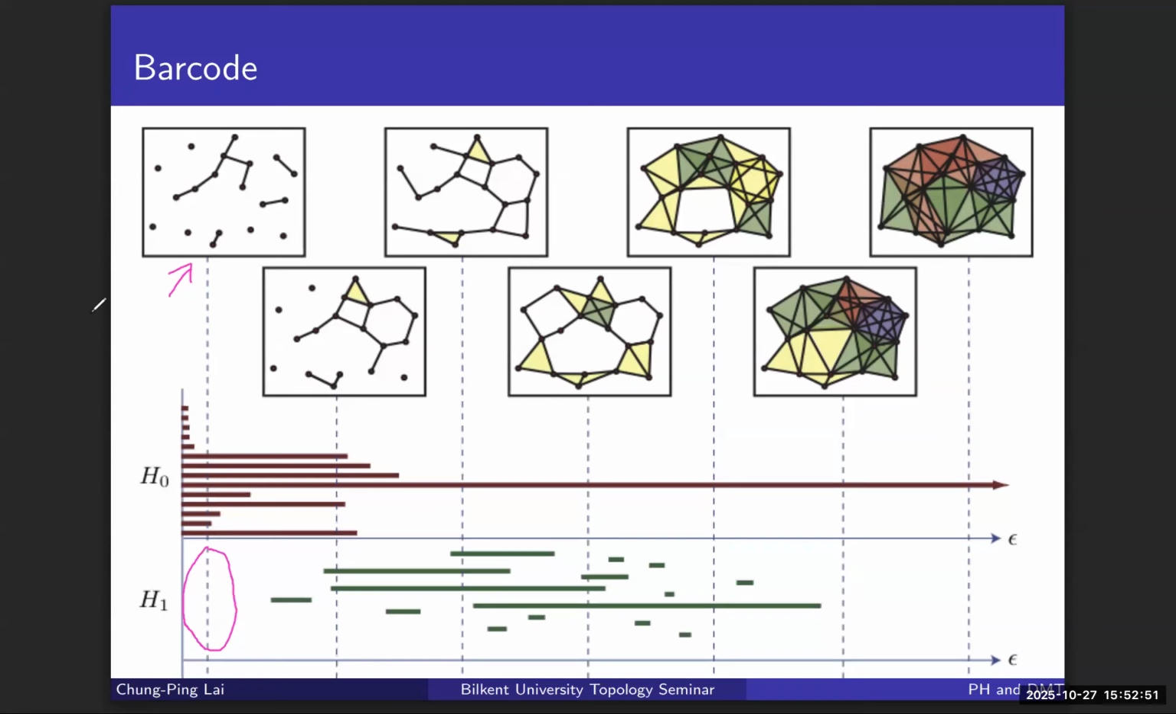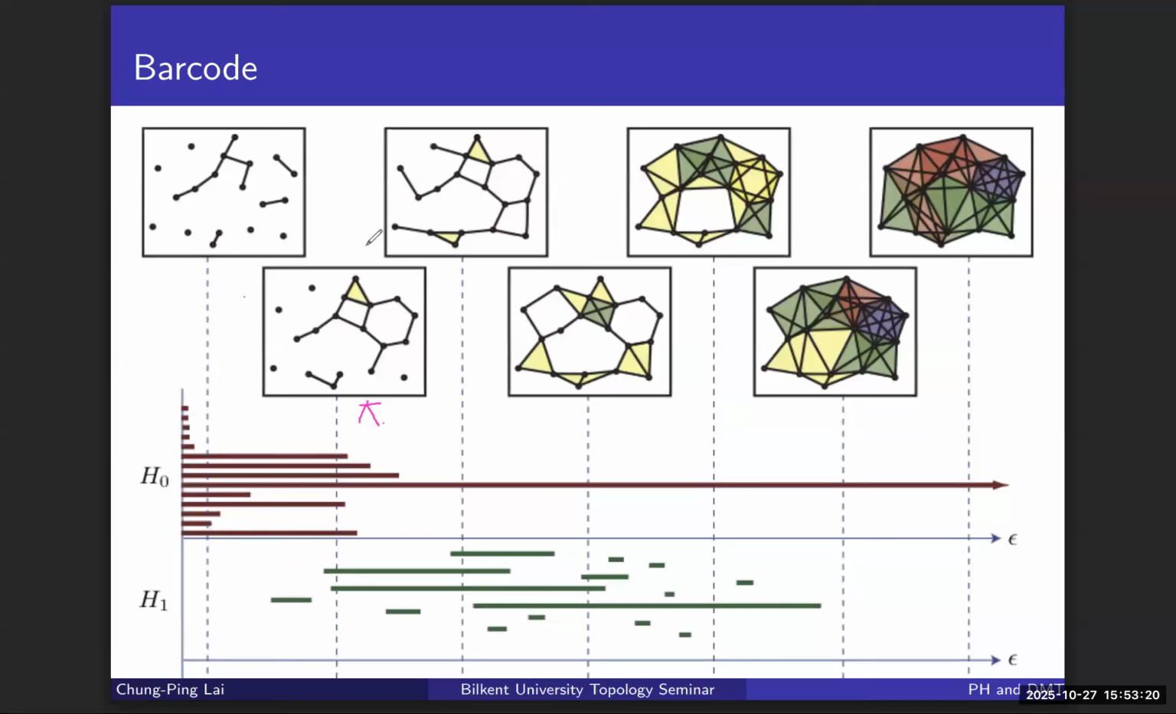But the bars intersect this dotted line in many places. And what this means is that there are a lot of H0 components at this frame. So next, we look at the H1, or like we look at a later frame. So we look at this frame.